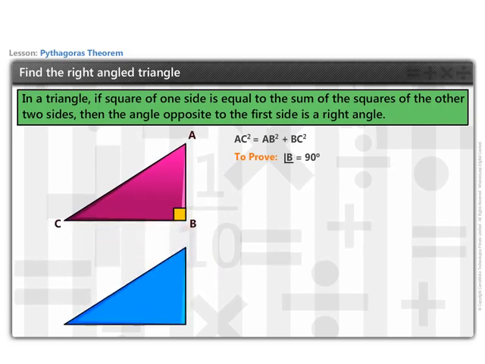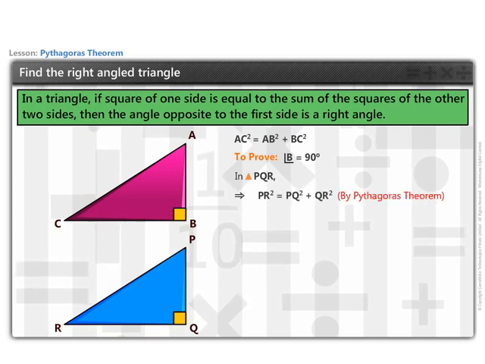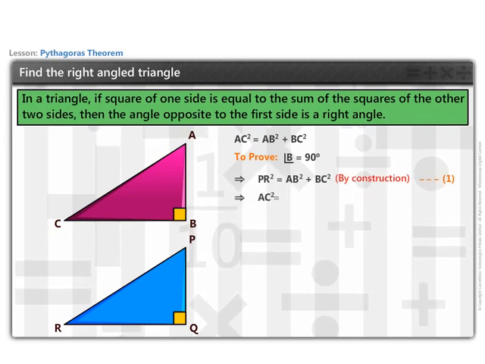To start with, we construct a triangle PQR, right-angled at Q, such that PQ is equal to AB and QR is equal to BC. Now, from triangle PQR, we have PR square is equal to PQ square plus QR square by Pythagoras theorem, as angle Q is equal to 90 degrees. But PR square is equal to AB square plus BC square by construction. Let us consider this as equation 1. But it is given that AC square is equal to AB square plus BC square. Consider this as equation 2.